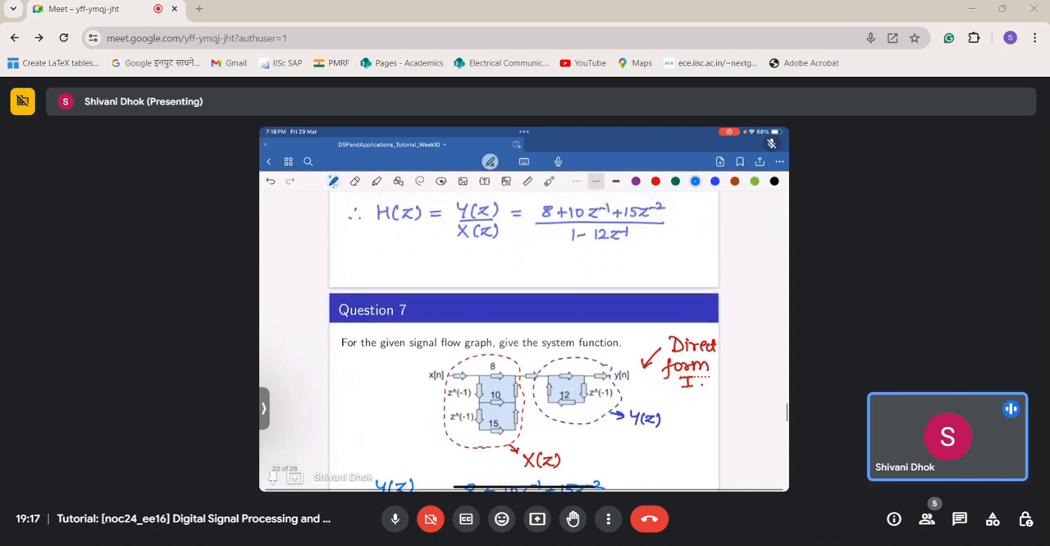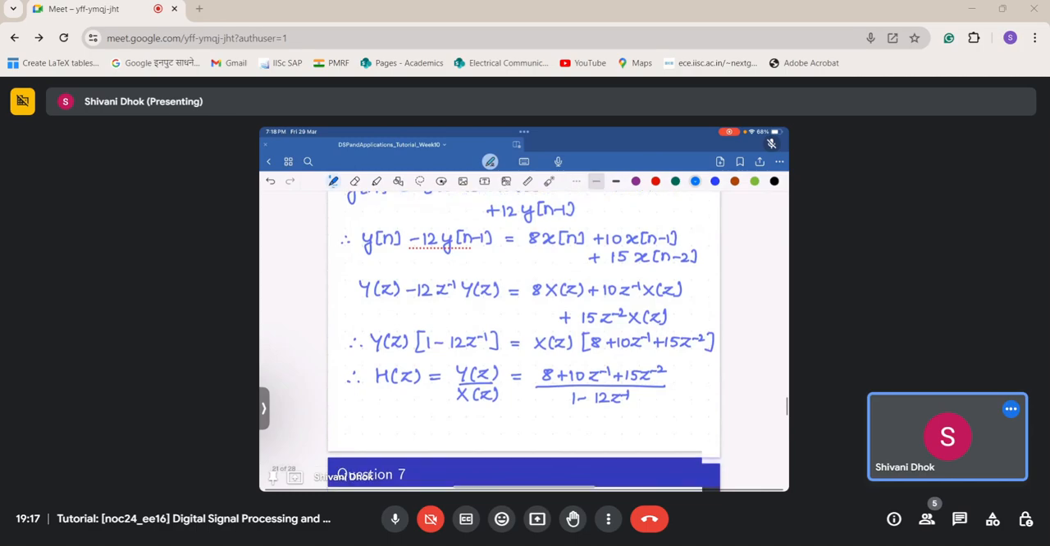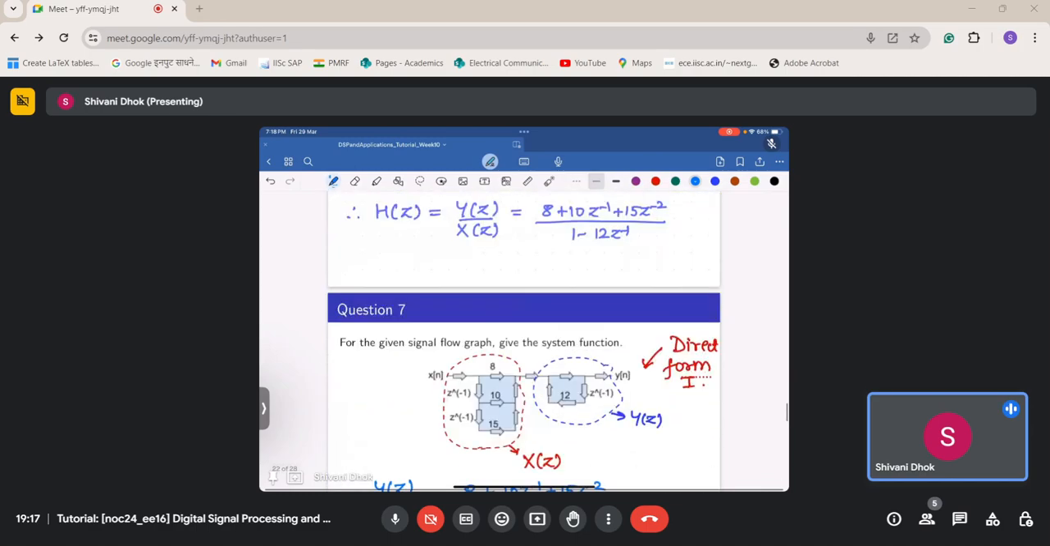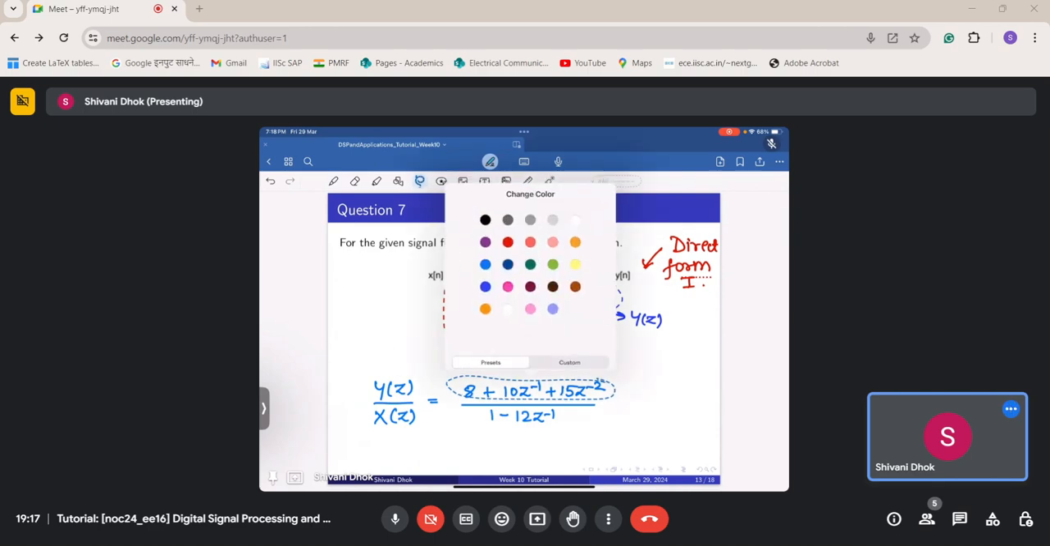So if you compare whatever we did with our standard procedure, whatever we have obtained is exactly the same thing. So instead of repeating the whole process, we can just look at these things, and just by observation we can do it.